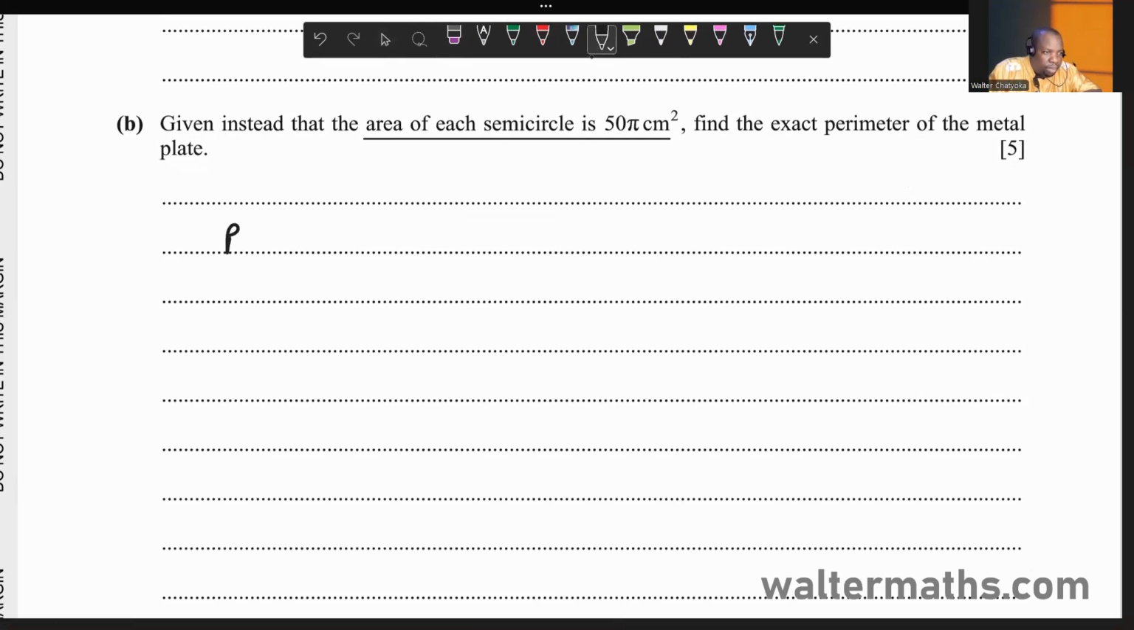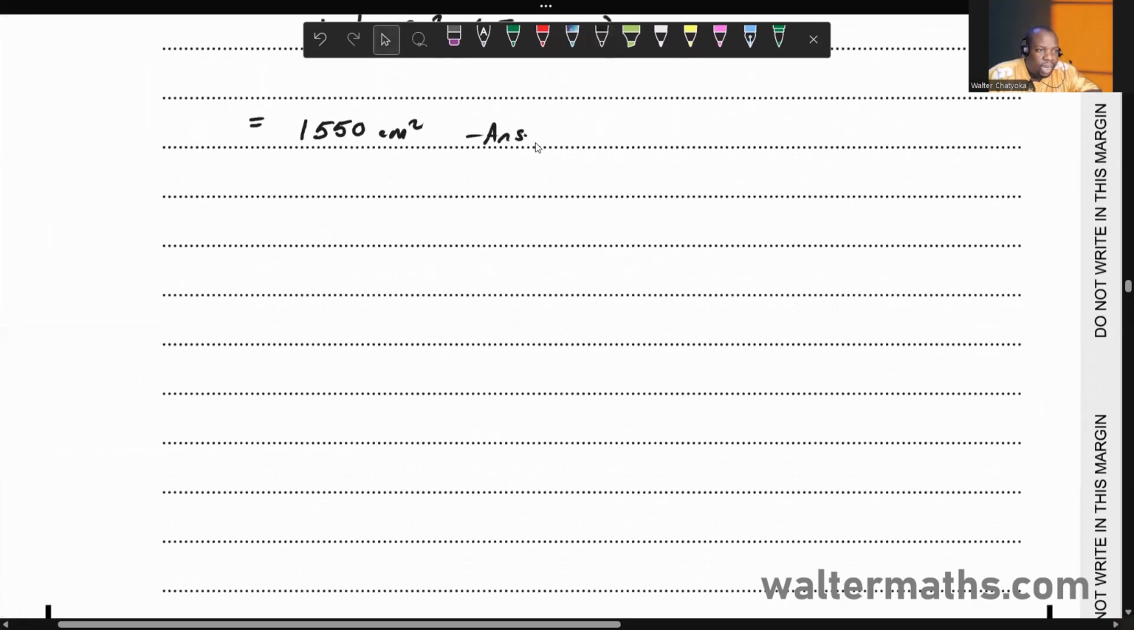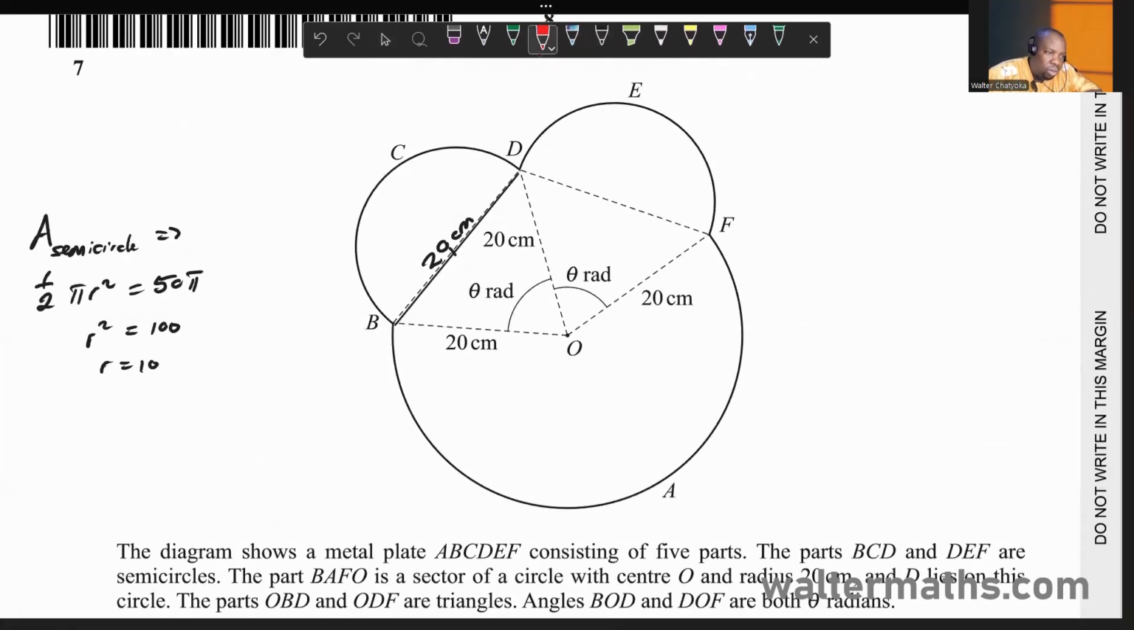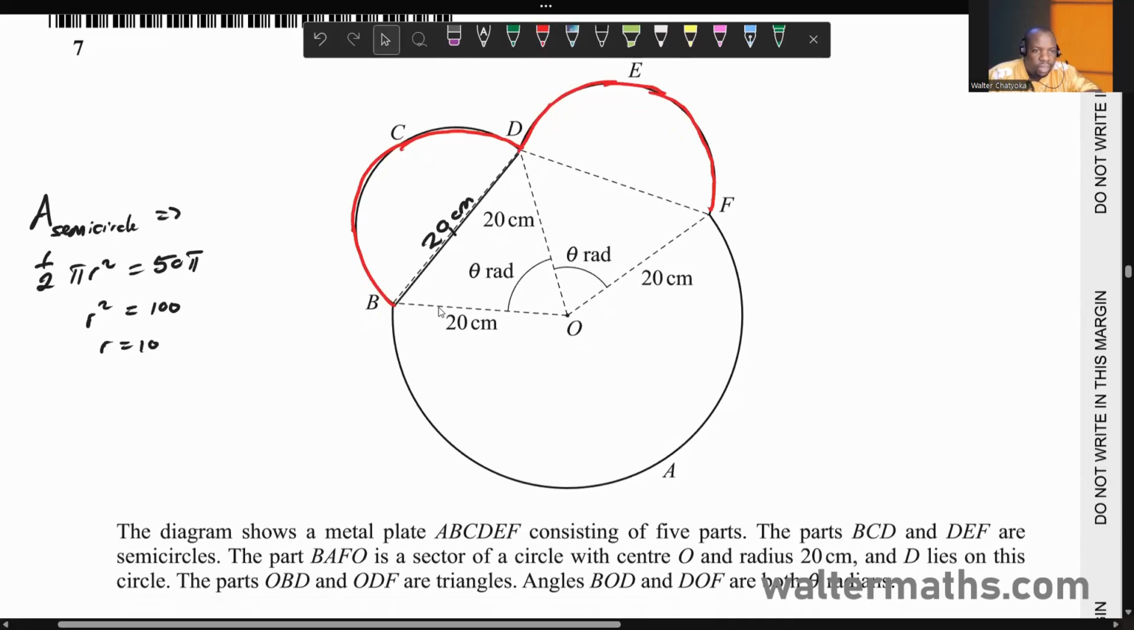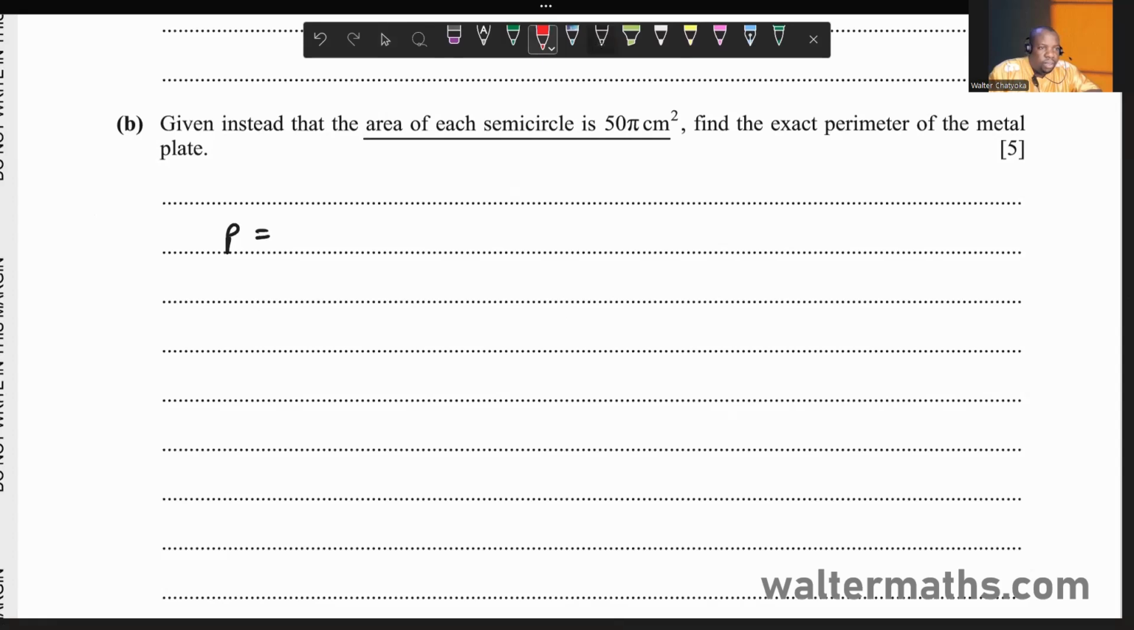So the perimeter will be like this. Let's start with the semicircles. This semicircle BCD, and this semicircle DEF. Let's start with these two. For each one of them, we'll say half times pi times diameter for the length of the semicircle. So we have 2 times half pi d, so times 20, and that's going to be plus.